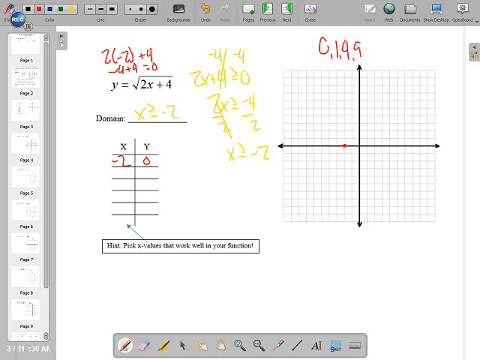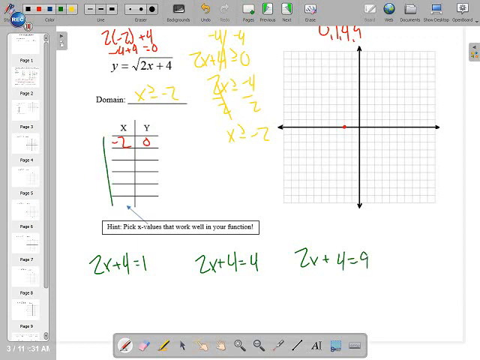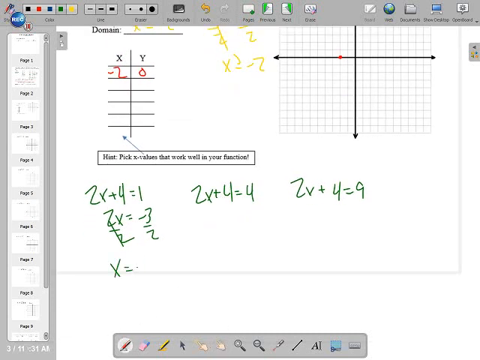We've already taken the square root of 0, so to figure out what I should plug in, I'm going to set the radicand equal to those numbers. I'm going to do 2x plus 4 equals 1, 2x plus 4 equals 4, and 2x plus 4 equals 9. And this will give me my x values that I'll be able to take the square root of. So if I subtract 4, I get -3, and when you divide by 2, that's -1.5. I should do that one next.